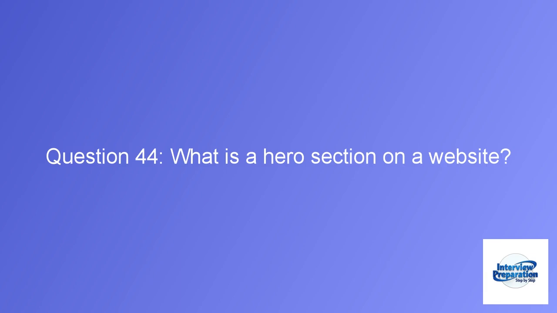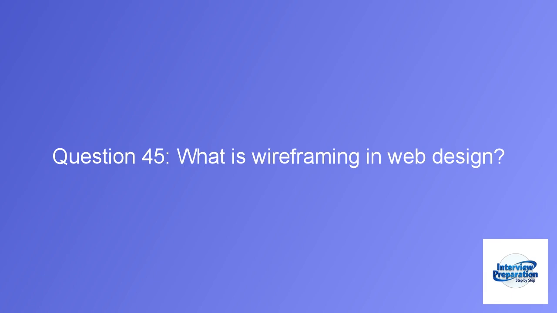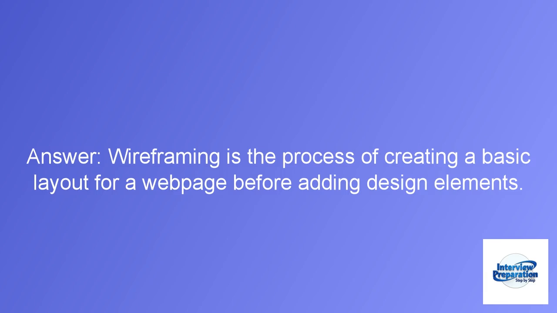Question 44. What is a hero section on a website? Answer. The hero section is a prominent banner area with a headline, background image, and CTA, usually at the top of a page. Question 45. What is wireframing in web design? Answer. Wireframing is the process of creating a basic layout for a web page before adding design elements.